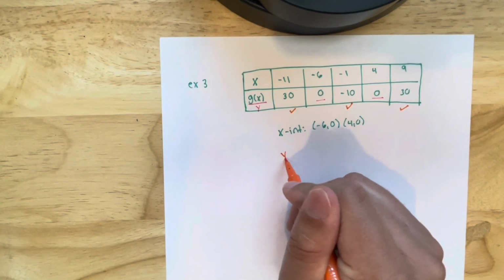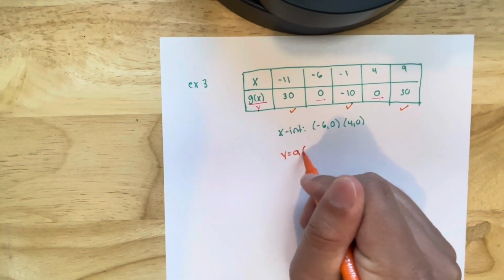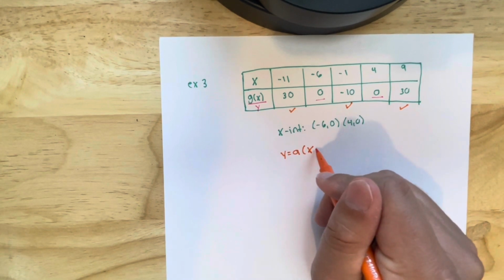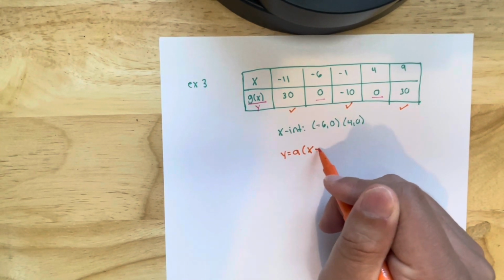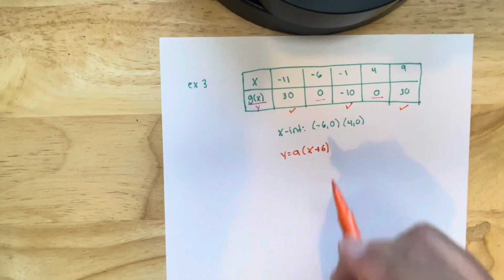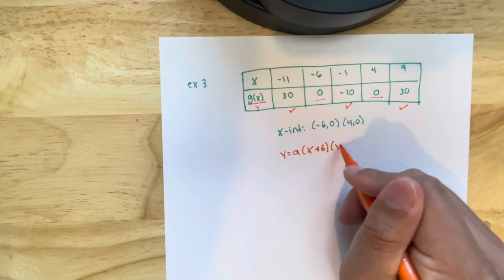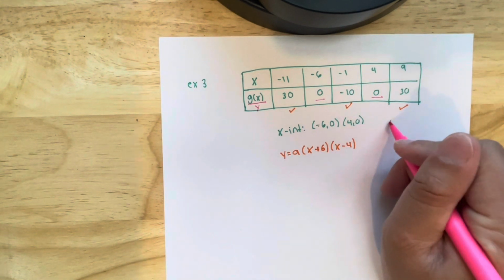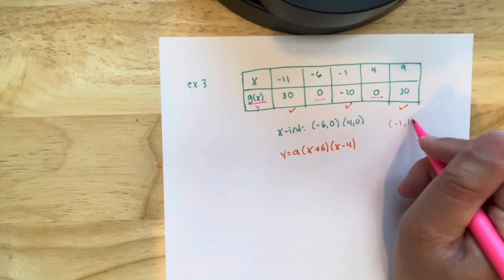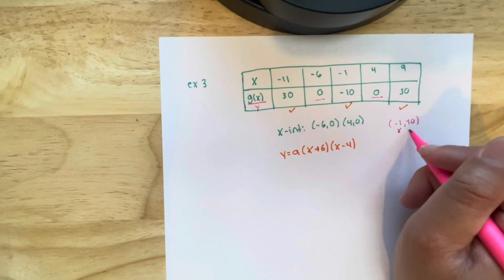It's y equals my a, which I don't know, my x I don't know yet, and I'm going to do x minus -6, but because it's negative, this will be 2 negatives, so I hope you agree this is going to turn into a plus sign. The next one's going to be x minus 4. Now again, it doesn't matter what point you pick. We picked -1, -10. Why? Just because. So I'm going to take -1, -10, go to the side, and remember that this is going to be an x and this is going to be a y.